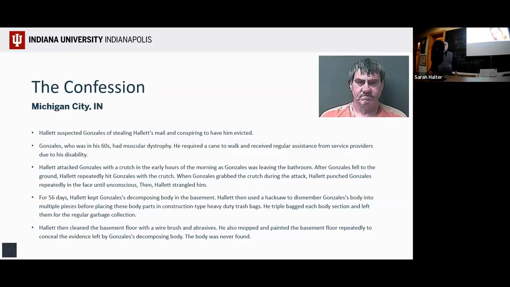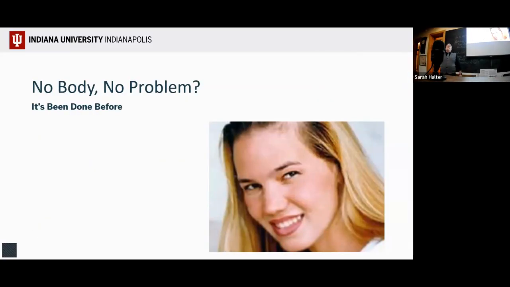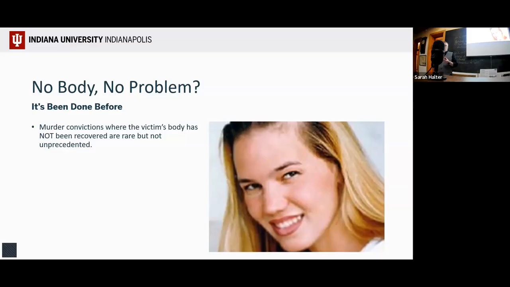Now, no body, no problem. Remember, it's normally a deal breaker, and that's true. However, there have been exceptions to this rule, and so it is possible. There's actually a whole Wikipedia page dedicated to homicide trials without a body, and that means that you need something else. You obviously need additional evidence, and so you need either circumstantial evidence or forensic evidence to make up the difference. That you don't have the actual body there.